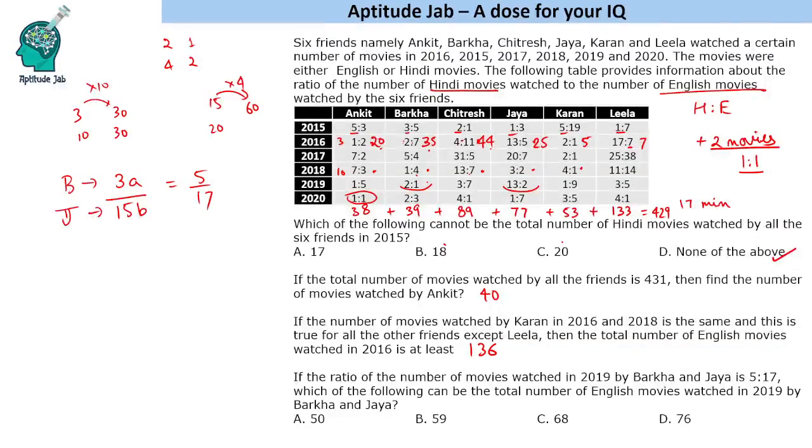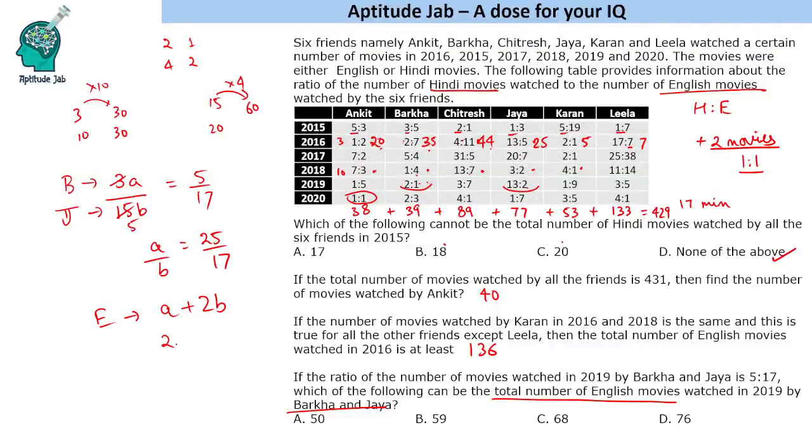So can we get A ratio B? A ratio B is 25/17. Now if you see the number of English movies, we have to find the total number of English movies by Barkha and Jaya. So Barkha is watching 3A, so this is A, and this is 2 and it is B. So it is 2B, that is the number of English movies.